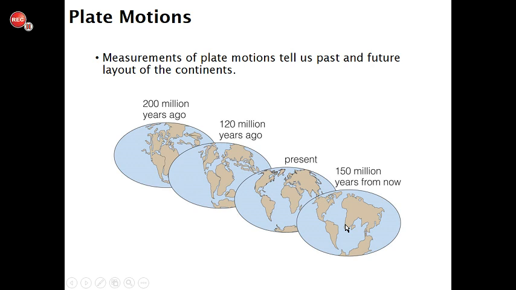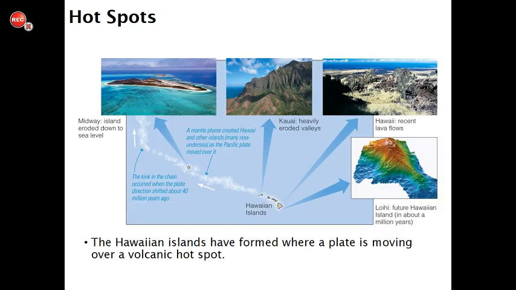And so the layout and measurements of plates give us an idea of what the Earth looked like long ago and what it might look like in the future. There's a few other things that come up when a plate moves over a warm area. You can have lava flow that builds up islands, and the Hawaiian Islands are an example of this. Over time islands have formed because the Pacific plate has drifted over a warm spot.